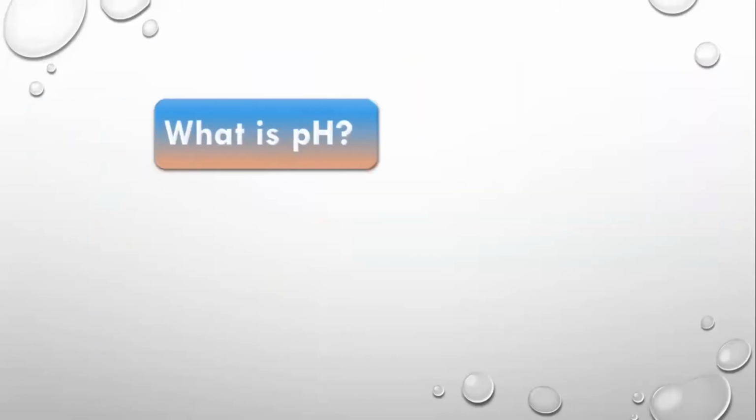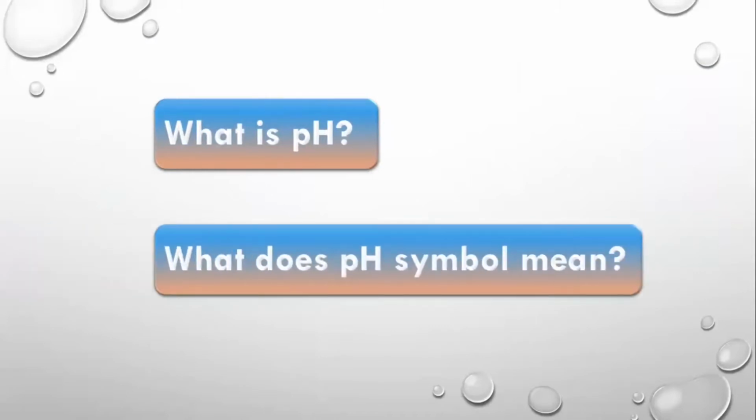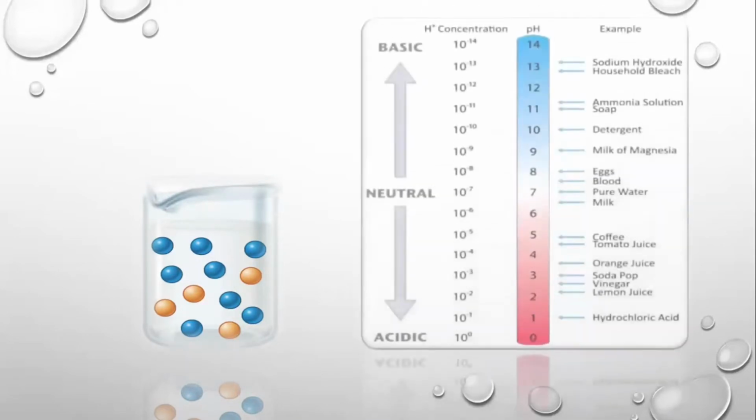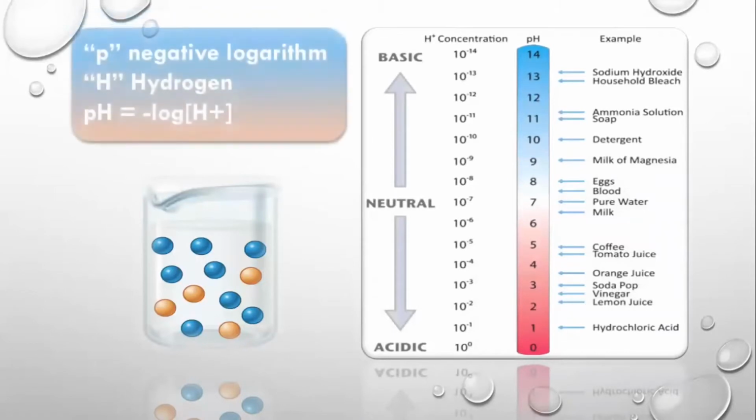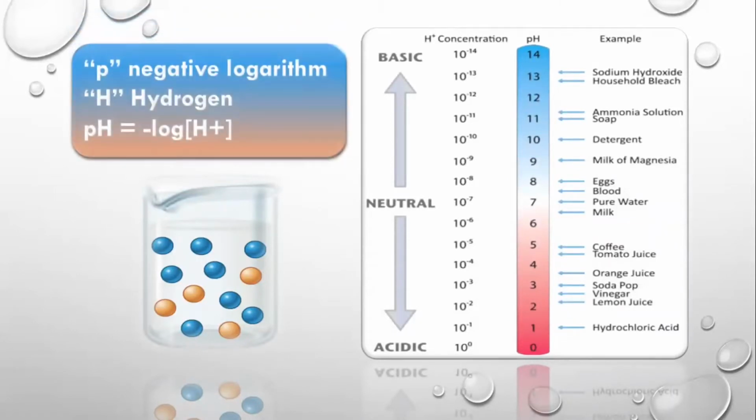So what is pH? What does its symbol mean? pH is a unit of measure that describes the degree of acidity and basicity of a solution. It is measured on a scale of 0 to 14. The term pH is derived from P, the mathematical symbol for negative logarithm, and H, the chemical symbol for hydrogen. The formal definition of pH is the negative logarithm of hydrogen ion activity.